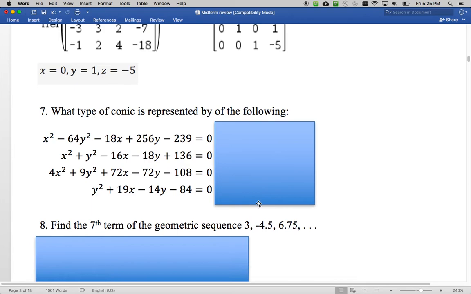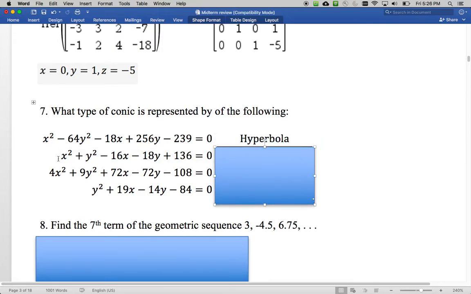All right, number 7, what type of conic is represented by the following? So these are all of our different general formulas for our conic sections. The biggest thing to remember, you look at your A value and your C value. In this case, they are different signs, so that is going to be a hyperbola.